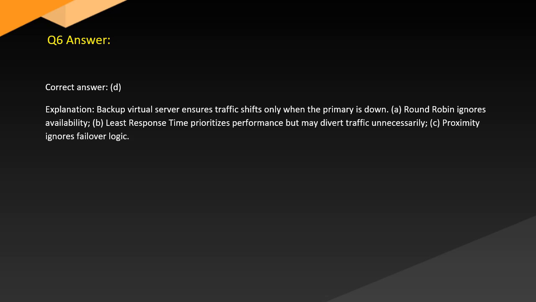Answer. Correct answer: D. Explanation: Backup virtual server ensures traffic shifts only when the primary is down. A. Round robin ignores availability. B. Least response time prioritizes performance but may divert traffic unnecessarily. C. Proximity ignores failover logic.